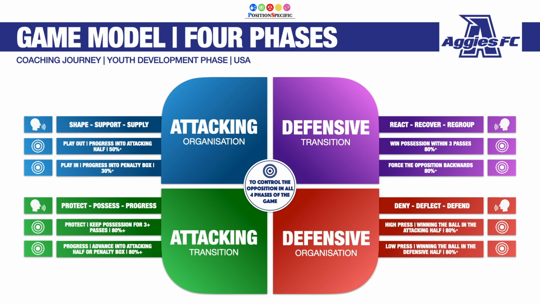So that's denying space, whether that's vertical or horizontal. We want to deflect the play wide or into wide areas and use a touchline as an extra defender. And then we want to defend and try and win the ball back or force the opposition into a mistake. So we have 2 parts of defending organisation. We have high press, which is winning the ball in the attacking half of the pitch, and we want to do that 80% of the time if we can. And then we have low press in terms of winning the ball in our own defensive half of the pitch, and again that's 80% as well.